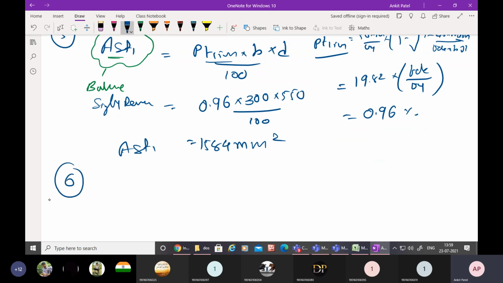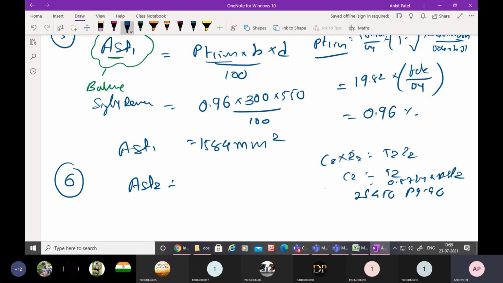Now step number 6, we need to calculate the value of AST2. For AST2, you know the equation for how to determine it. C2 into Z2 is equal to T2 into Z2. Z2 gets cancelled out, so C2 is equal to T2. Or you can use the Codal provision also, page number 96, IS 456, page number 96. From that you can easily determine T2 is 0.87 Fy into AST2.